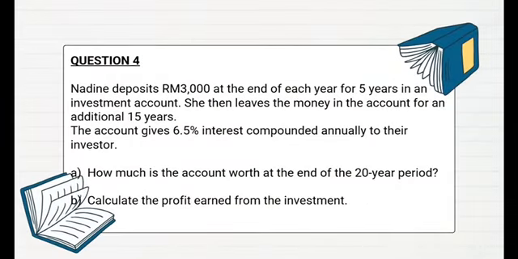Then deposit 3,000 ringgit Malaysia at the end of each year for 5 years in an investment account. She then leaves the money in the account for an additional 15 years. The account gives 6.5% interest compounded annually to the investor. Question A. How much is the account worth at the end of the 20-year period? Question B. Calculate the profit earned from the investment.